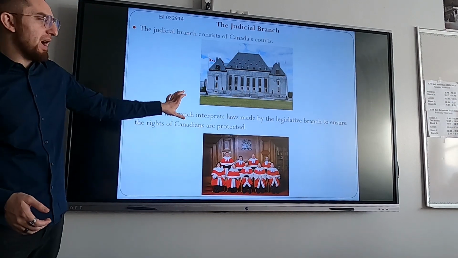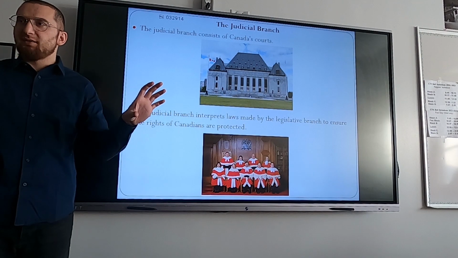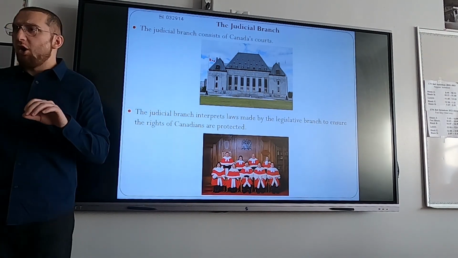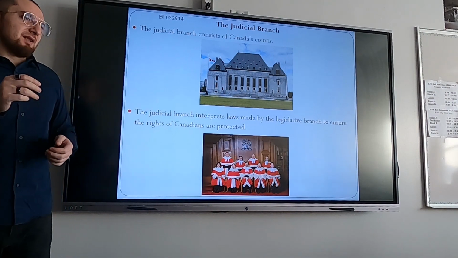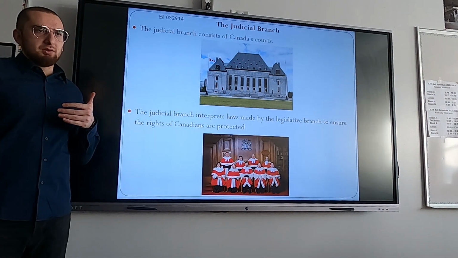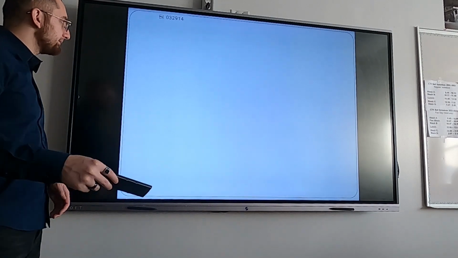And so the judicial branch decides what does and doesn't go against the rights of Canadians. And they're also aiming to look at not just the rights of the individual, but also the rights of the group. Okay. Hopefully that wasn't too boring.